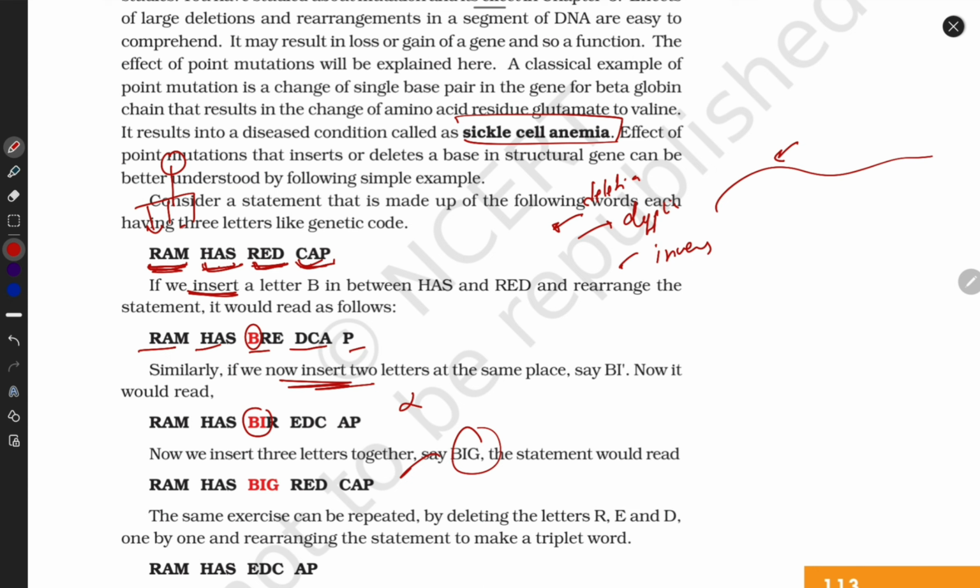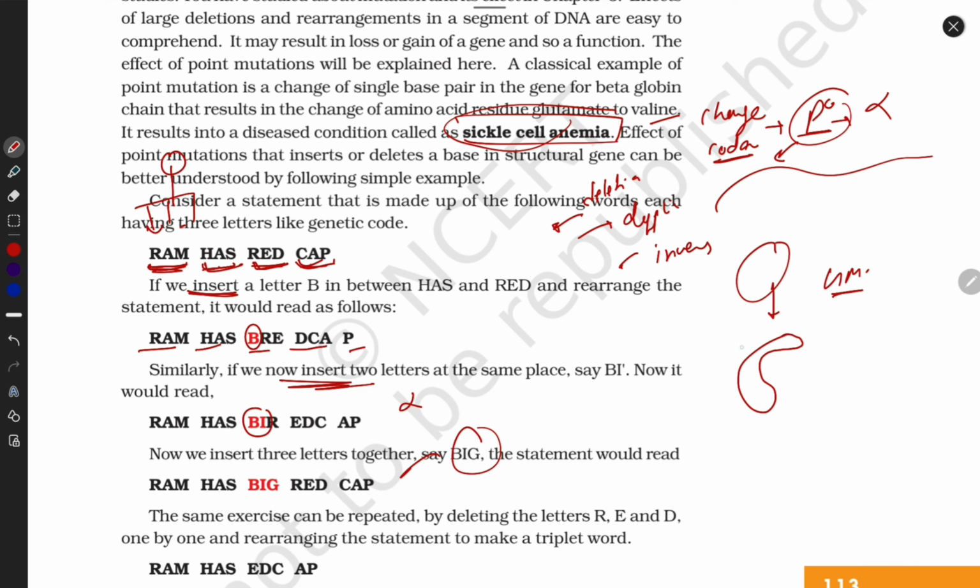If you change your codon, if there is a mutation and the codon changes, the protein will change, and the protein can't perform its function properly. Then you suffer from a particular disease like sickle cell anemia, where our RBC is oval in shape because there is a mutation in the genetic code. So this is the structure of RBC. They can't carry or circulate oxygen properly. So this is sickle cell anemia.